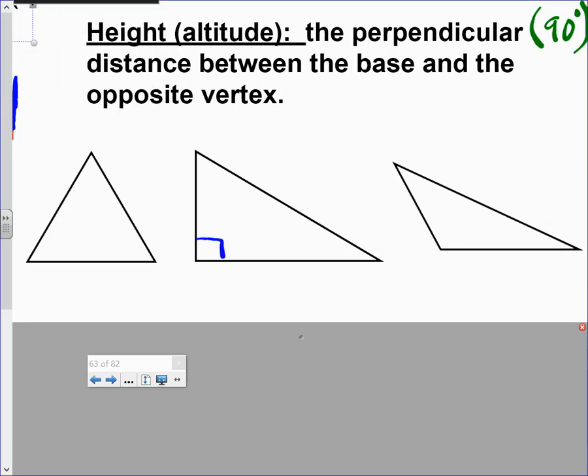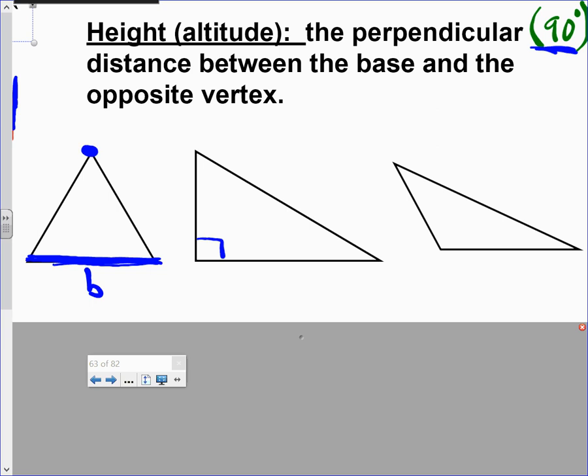So, this idea of height, the height of an object is the perpendicular 90 degrees. That's what perpendicular means, the 90-degree distance between the base and the opposite vertex. So look at the first triangle you drew. Here's your base. Go ahead and put a line here. Just make it a little thicker to highlight it and put B for base.